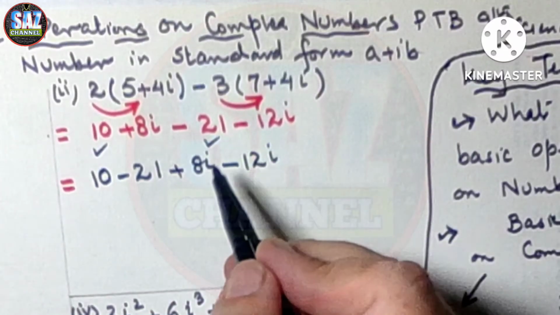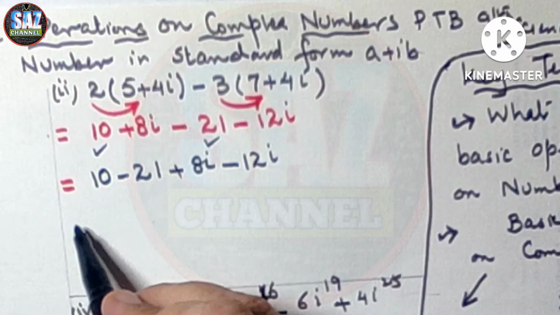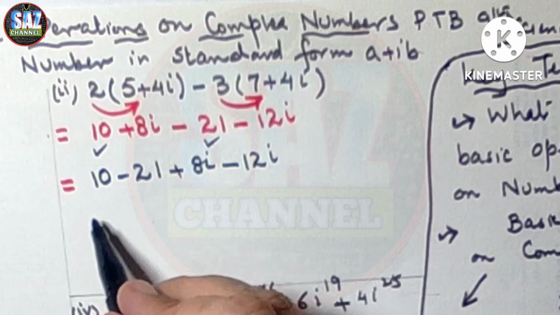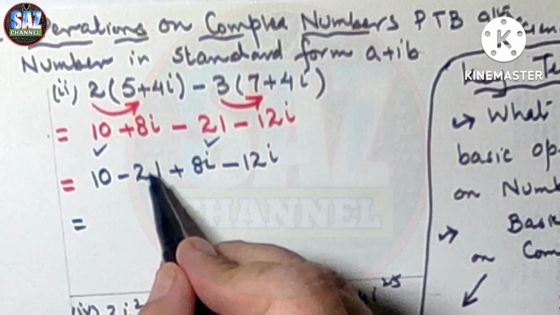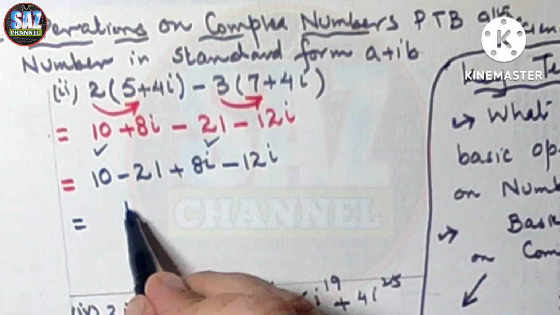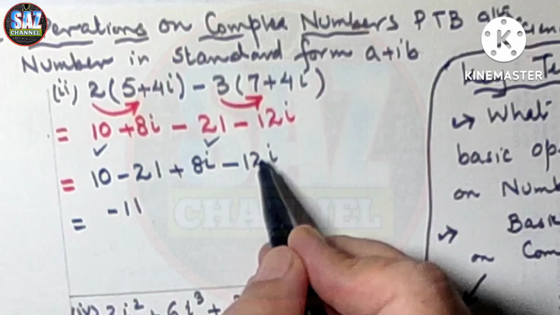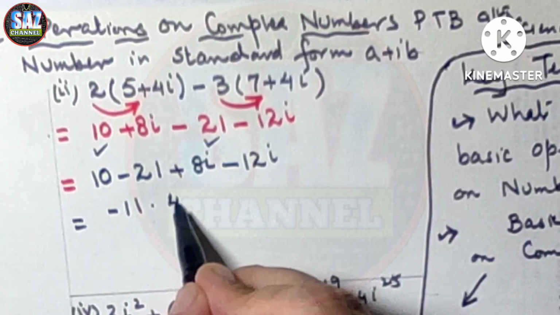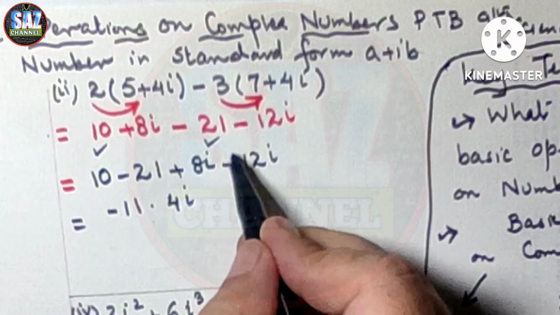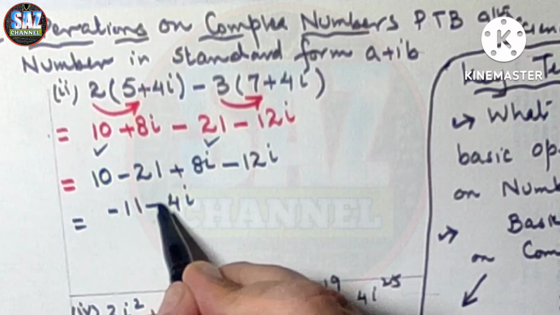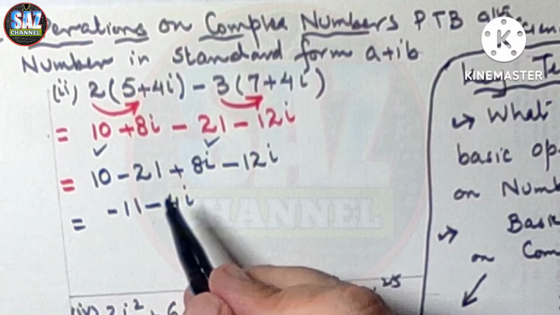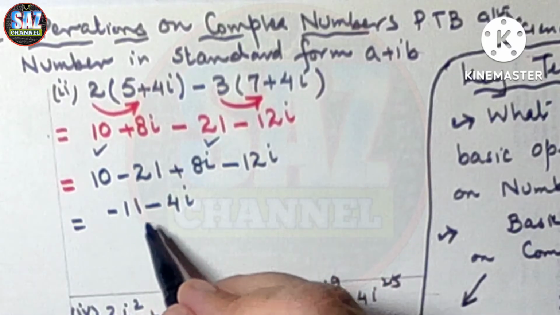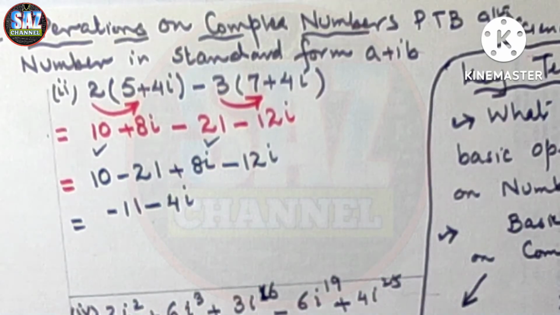I hope students this step is really clear to all of you. And now look, 10 minus 21 is 11 with negative sign, and 12 minus 8 will give me 4 iota, but with what sign? Minus sign. We have to keep the rule of integers in mind as well. So, minus 11 minus 4 iota. One of the important concepts of your short questions.